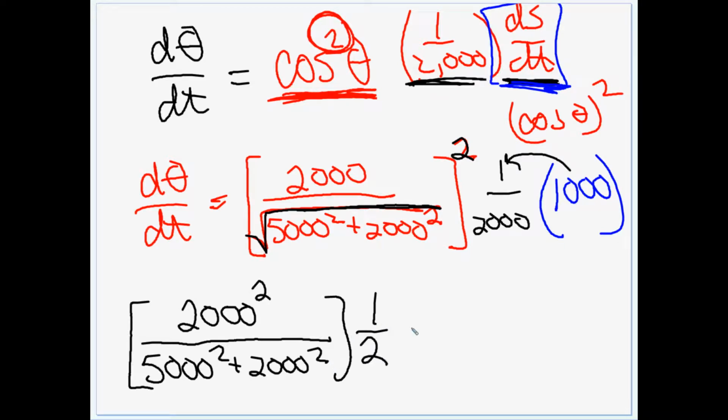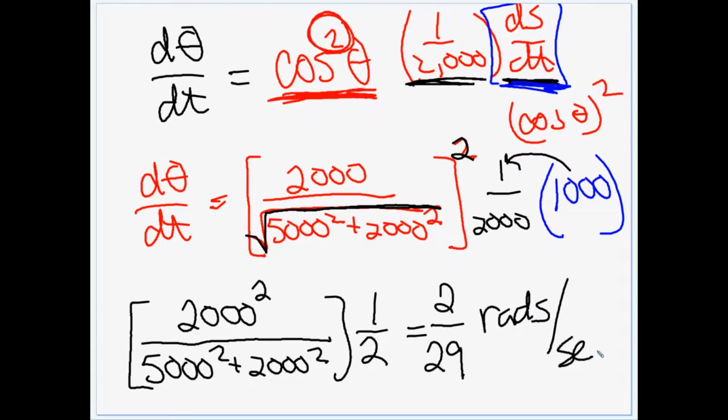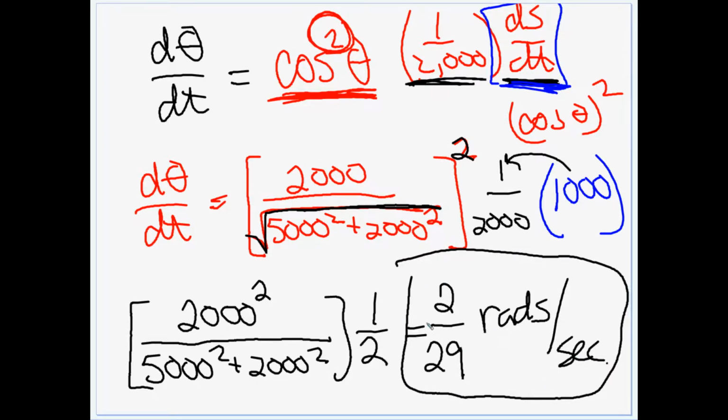And if we punch this in on our calculator and reduce the fraction, we'll get 2/29. And remember, our units here would be rads per second. Remember, we're talking about the changing angle as our camera tilts to track the space shuttle, and that angle is changing at some measure of radians, 2/29 radians per second.